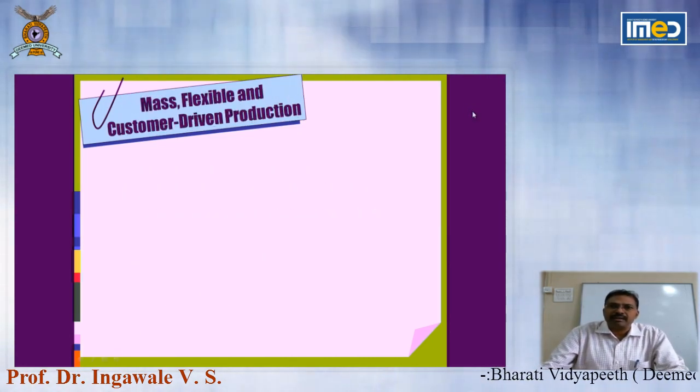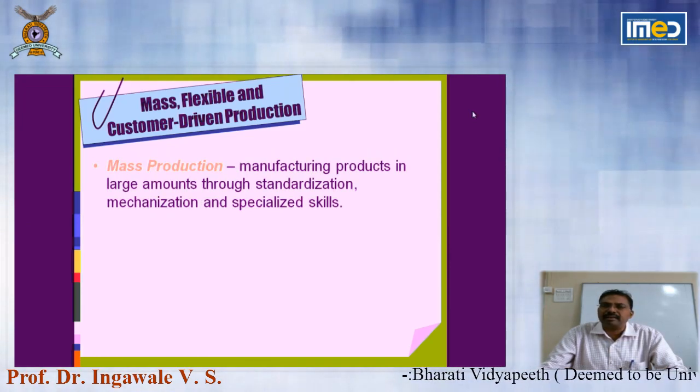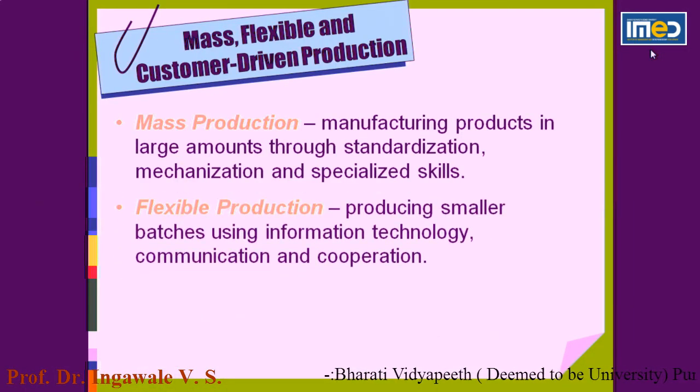Next, mass, flexible and customer driven production. We'll discuss mass production first. In mass production, many jobs, in large or huge quantity, will be produced, maybe at a time or in shifts, etc. It depends on the particular manufacturing company. In mass production, products are manufactured in large amounts through standardization, mechanization and specialized skills. Here we will apply various mechanization and standardization concepts.